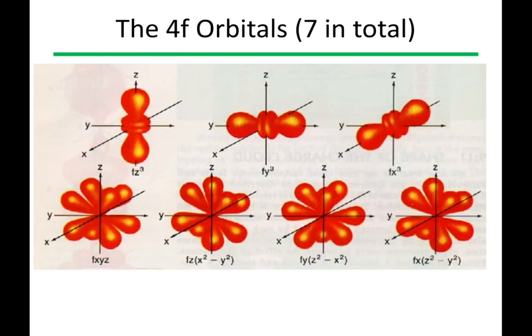Following this trend, we have the f orbitals with 7 in total. Again, these have to start at n equals 4. This is when L equals 3. And so for m sub L, we have these 7 possibilities. For the f orbitals, you don't really need to worry about the specific shapes of the subgroups. Just remember that there are 7 of them and that these have complicated geometries.